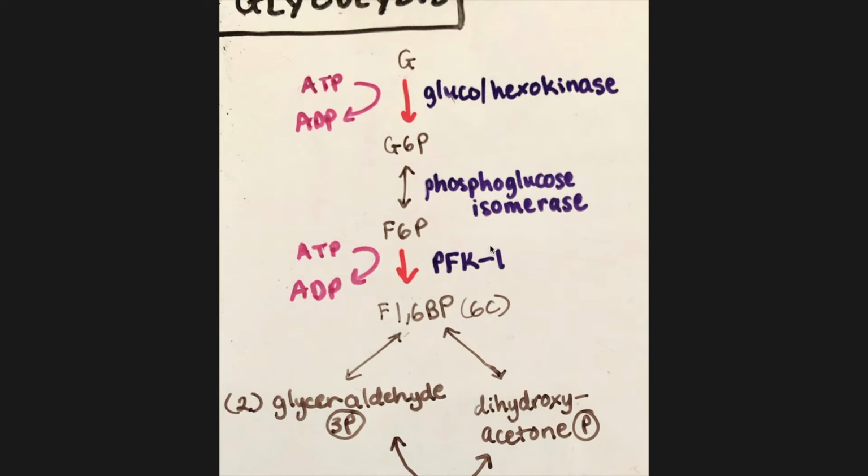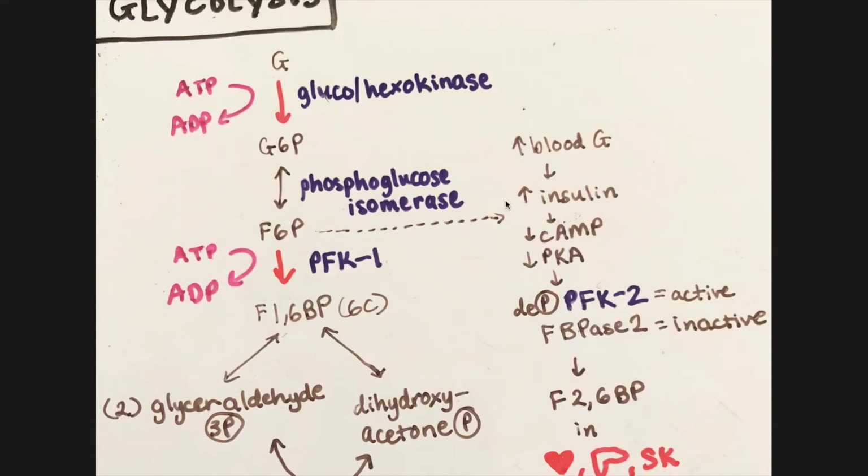And let's talk a little bit more about this part of the pathway. So if you look over here, when there's high levels of blood glucose, there's high insulin, decreased cyclic AMP, and decreased PKA. Now there's a bifunctional enzyme, which is just one protein that has PFK2 and fructose bisphosphatase 2. When there's high insulin and high blood glucose, phosphofructokinase 2, not 1, gets dephosphorylated and gets active. Yes, active. And the other part of this bifunctional enzyme, the fructose bisphosphatase 2, becomes inactive. That leads to increased formation of fructose 2,6-bisphosphate in the heart, the liver, and the skeletal muscle.